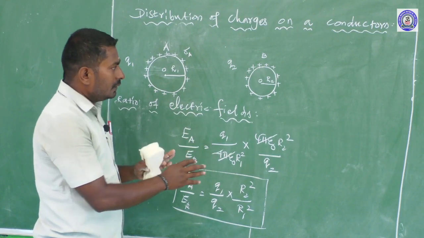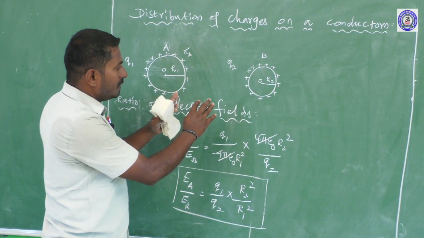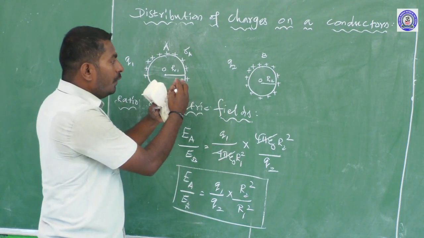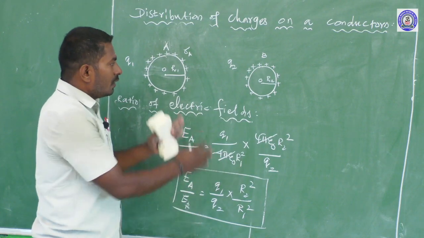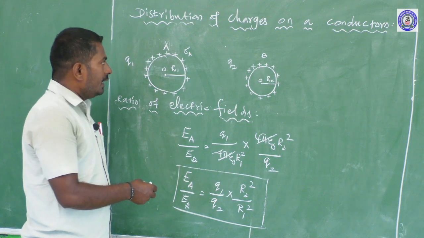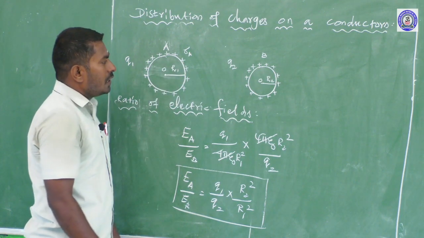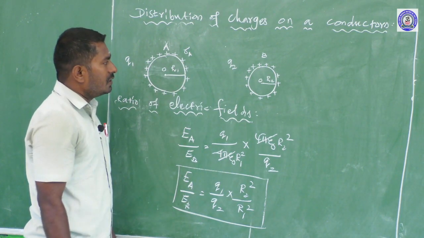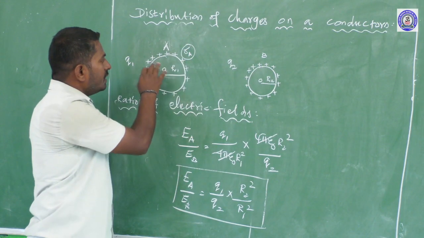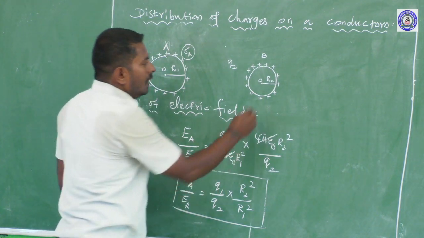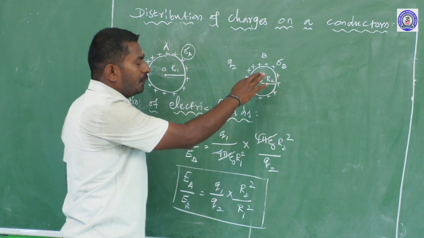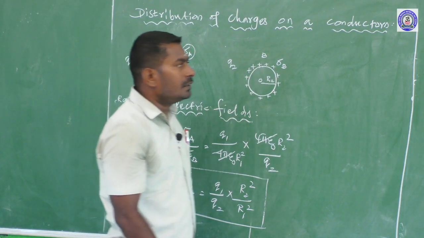But the important thing, both the charged metallic spheres are not connected by a thin piece of conducting wire. They are well insulated from each other, or well separated from each other. The next one, we are going to calculate the ratio of surface charge density of both the charged metallic spheres. Sigma A is the surface charge density of the A charged metallic sphere. Then sigma B is the surface charge density of the B charged metallic sphere.